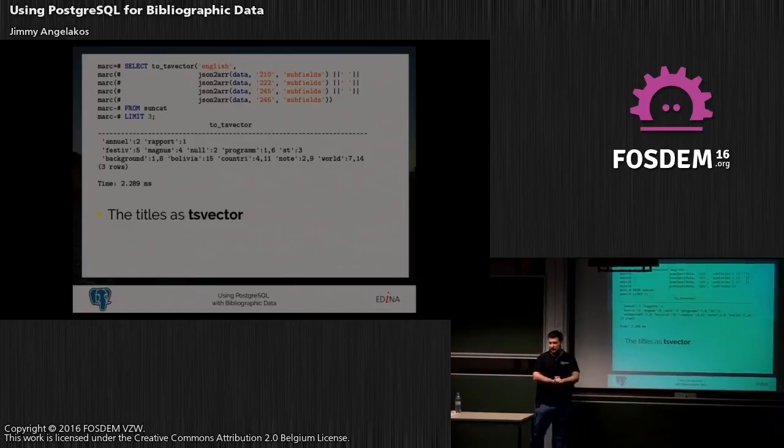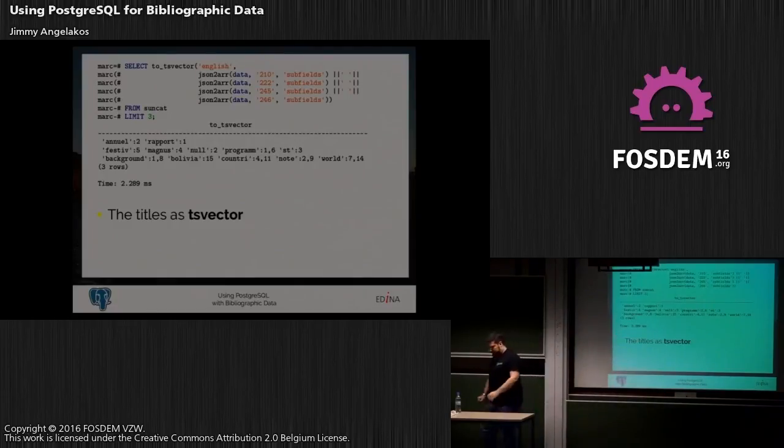Now for text search, we use this thing called a TS vector, which for the English language does some stemming and throws out the suffixes of the words that we don't need and keeps the basic word roots or the stems. So we can see that the same results come up as Annuel Rapport, which is French, and Festive Magnus Program, background, Bolivia, country, and so on. So this is actually much more useful for our searches now.